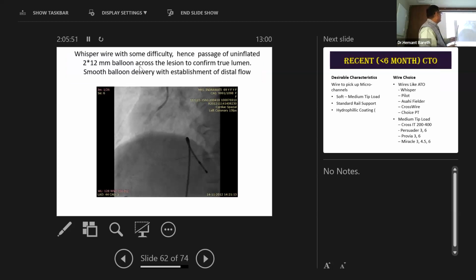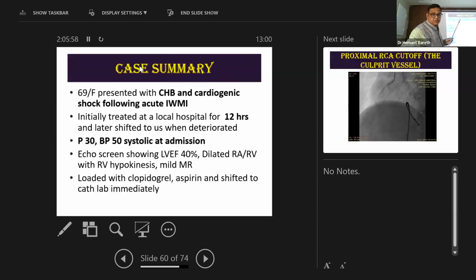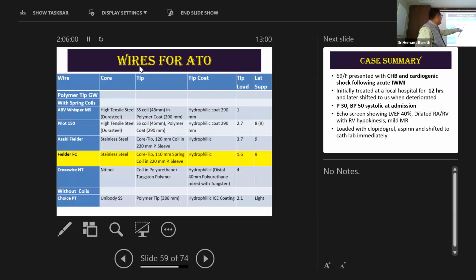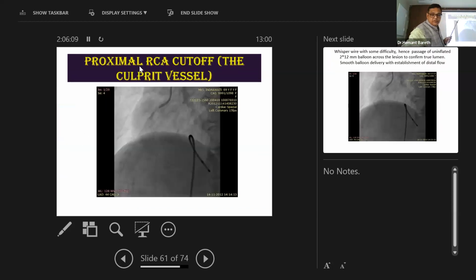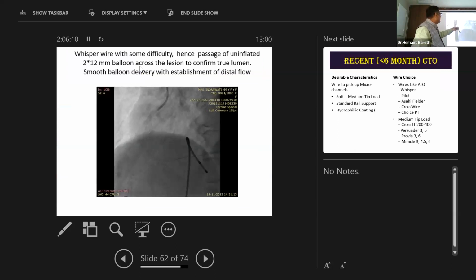So Whisper wire was tried, and ultimately Whisper wire, as you see, is one of the options, as I showed you earlier. Whisper wire, tip load of 1, and polymer coat. So Whisper wire was used here, and then it could cross. This is actually an old case. At that time, Fielder FC was not available. That's why I think this is not running. This is a bit older case, I think.